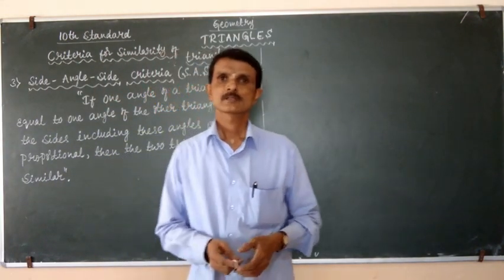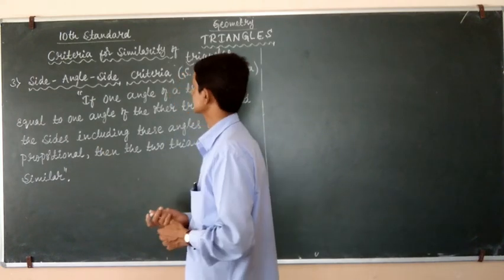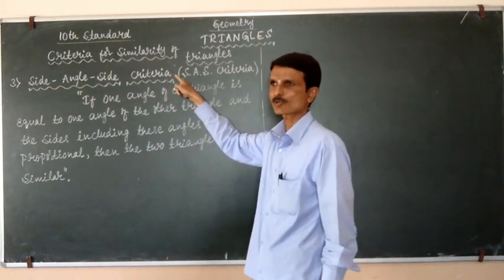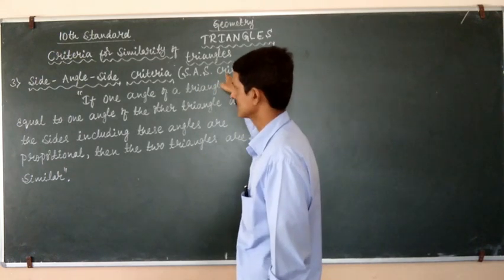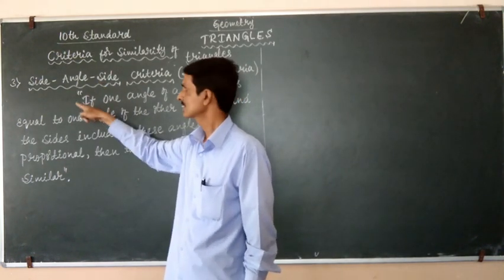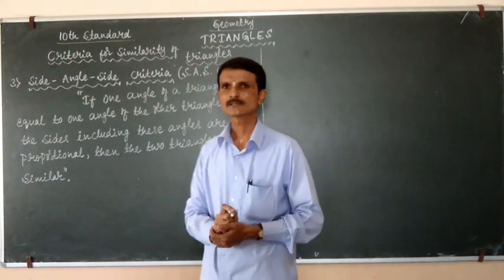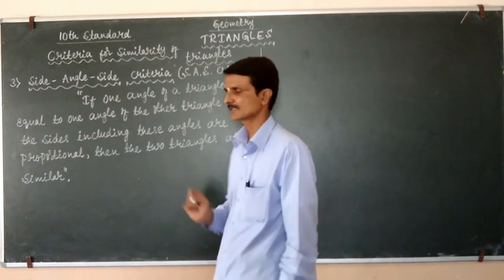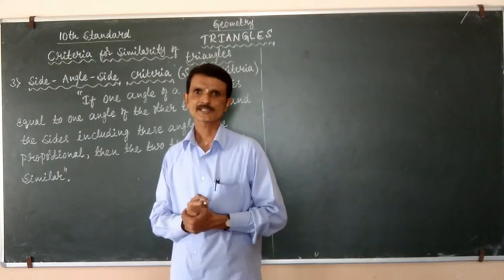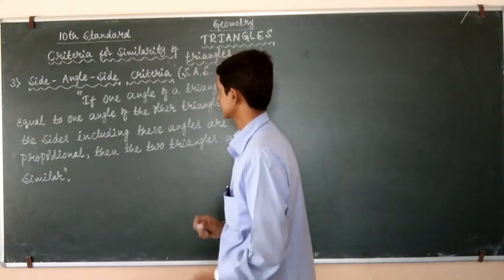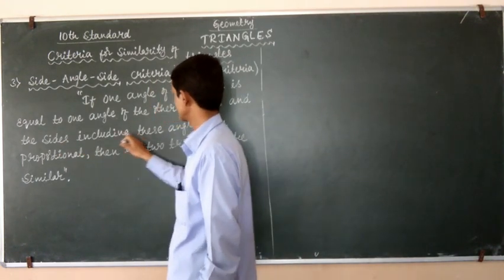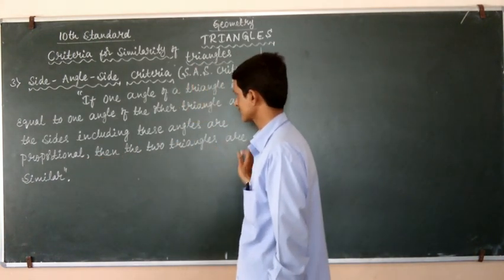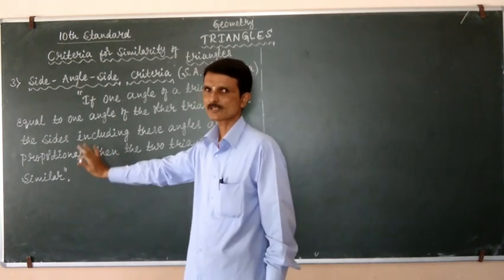Now, students, we will see the third criteria. That is the side angle side criteria. In short, it is called the SAS criteria. So this states that if one angle of a triangle is equal to one angle of the other triangle and the sides including these angles are proportional, then the two triangles are similar.